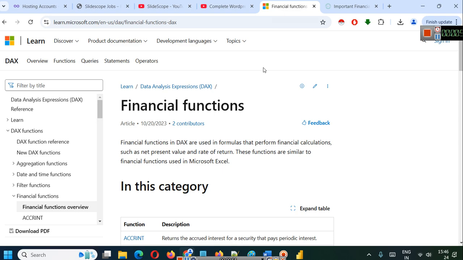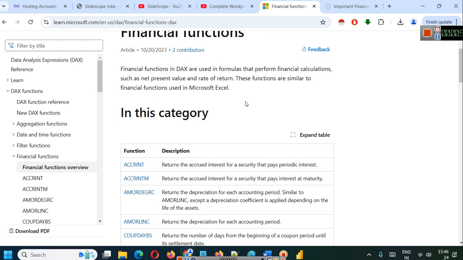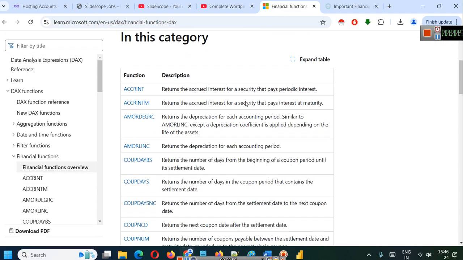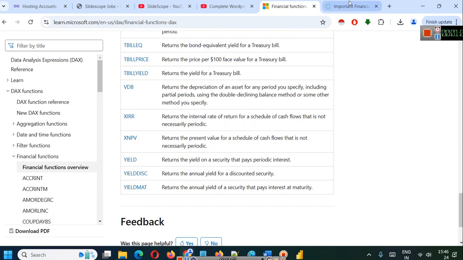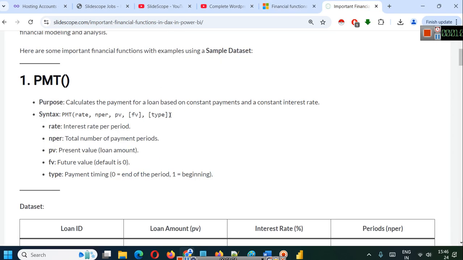Obviously, there are many financial functions related to DAX which are provided on the DAX website. We are covering some important functions here, and if you learn them, then on the basis of this knowledge you can apply it to other financial functions as well.